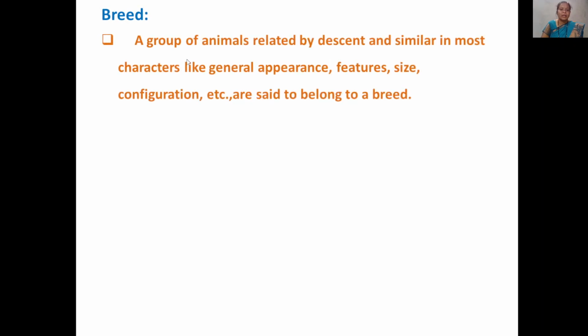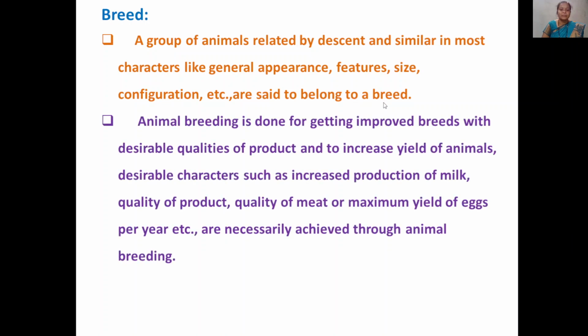Breed. Here, a group of animals related by descent and similar in most characters like general appearance, features, size, configuration, etc., are said to belong to a breed. Animal breeding is done for getting improved breeds with desirable qualities of products and to increase yield of animals. Desirable characters such as increased production of milk, quality of product, quality of meat, or maximum yield of eggs per year, etc., are achieved through animal breeding.